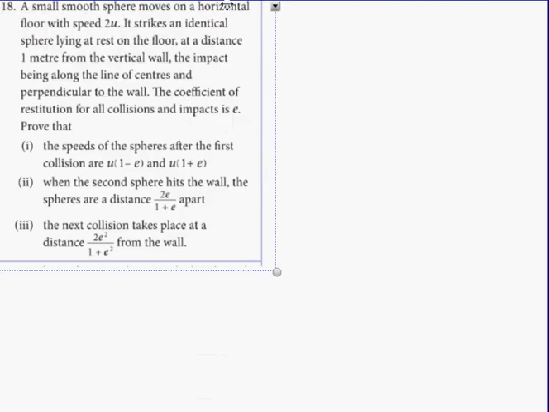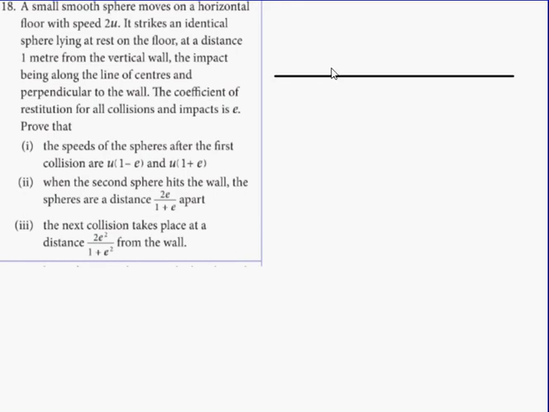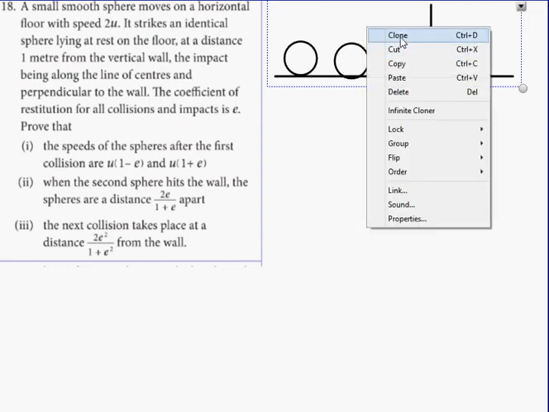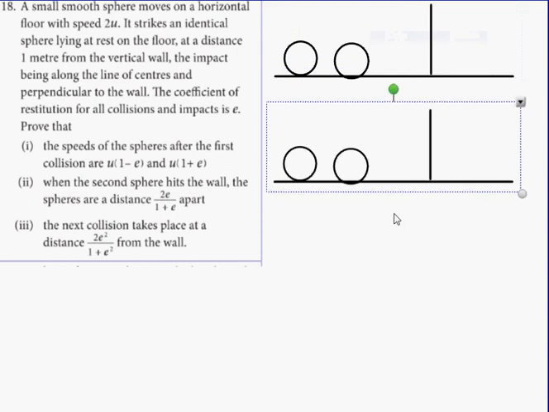A small sphere moves on a horizontal floor with speed 2u. It strikes an identical sphere at rest on the floor, a distance 1 meter from a vertical wall. So I think what we're looking at here is this one, and then just a wall over the way, 1 meter away. So we have our before and after picture here.